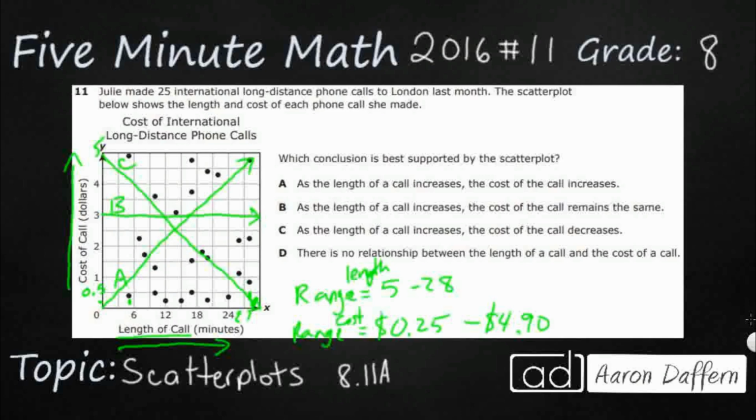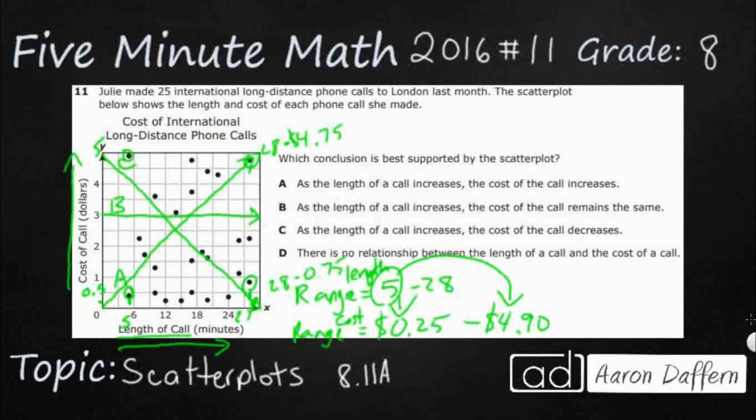Look at D. There is no relationship between the length of a call and the cost of a call. Look at this right here. These two calls are about 5 minutes, but they're at either side of our range. One 5-minute call costs 25 cents. Another 5-minute call costs $4.90. What's the difference? Look up here. You've got a 28-minute call right there that costs about 75 cents, and you've got another 28-minute call that costs about $4.75. What's the difference? Maybe daytime, nighttime?